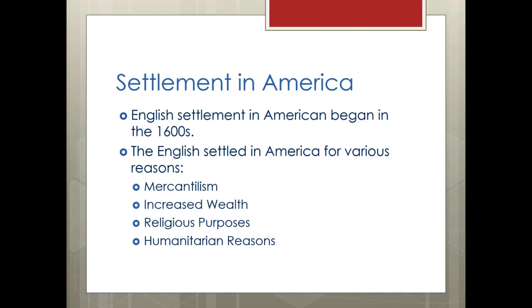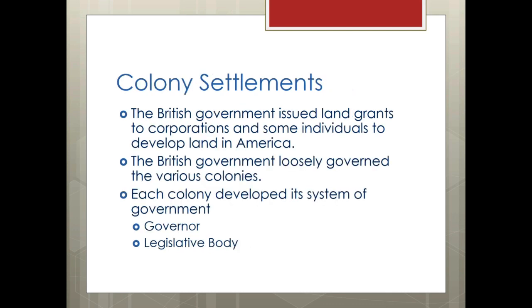So overall, we ended up with 13 colonies, most of which had varying reasons for why they came into existence, who pretty much operated independent of each other. And each colony had developed its own system of government. Each colony had its governor, it had its legislative bodies, and it had some type of judicial branch as well.